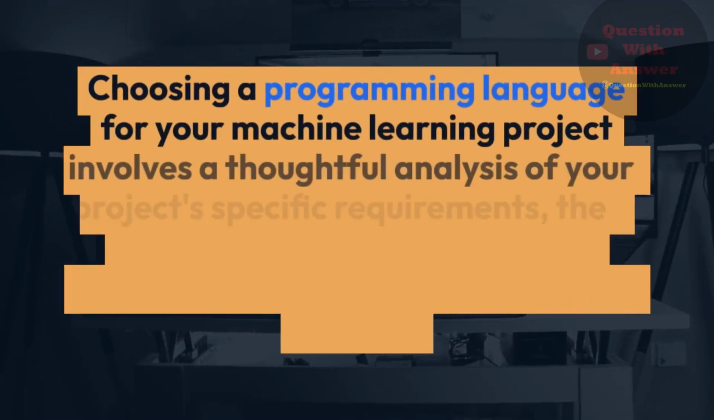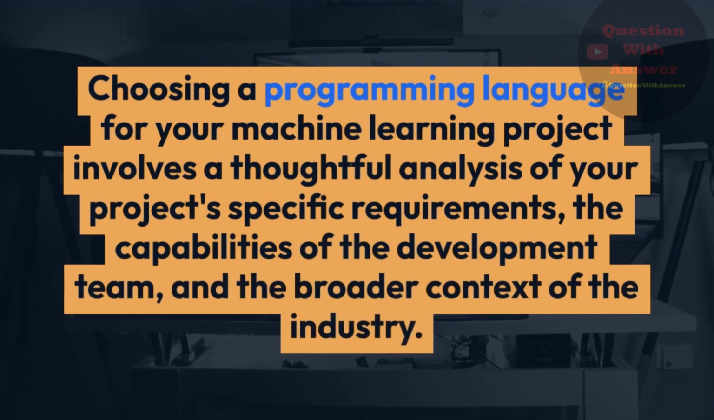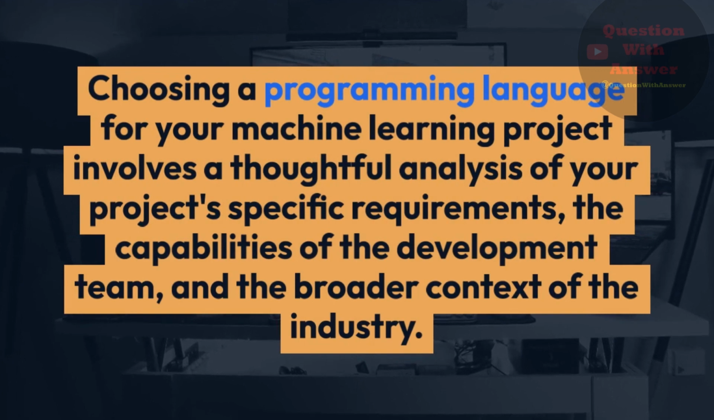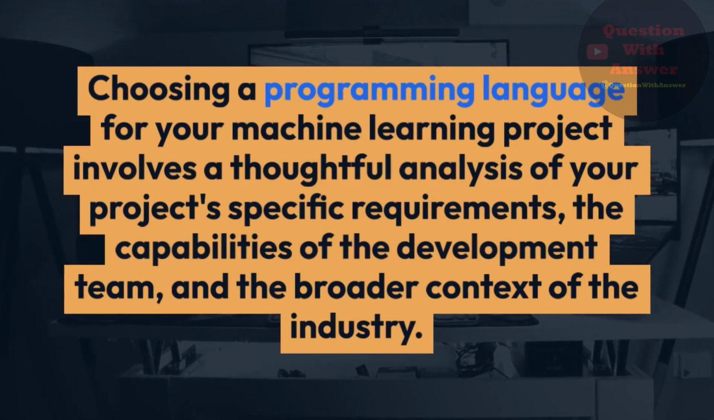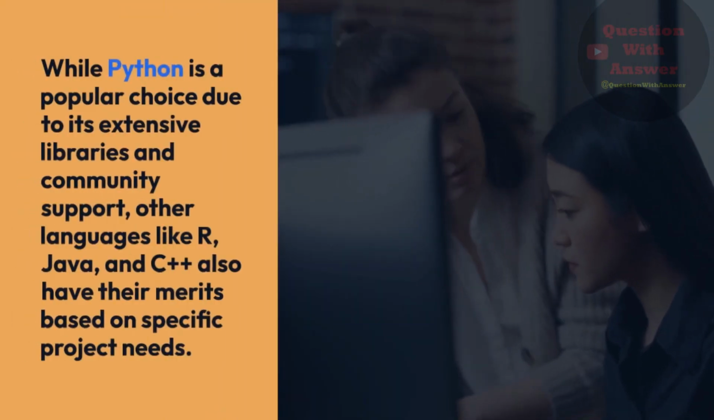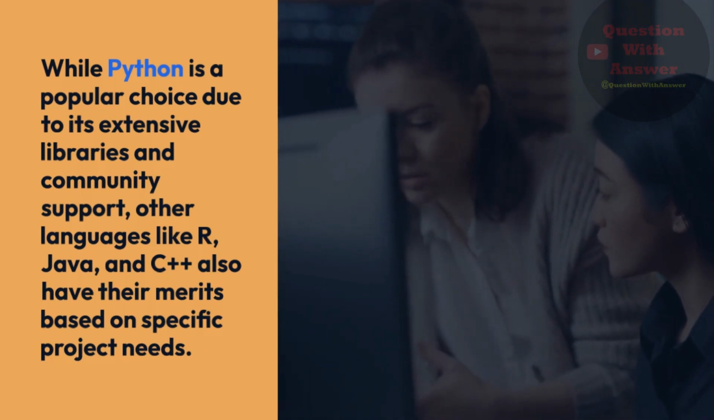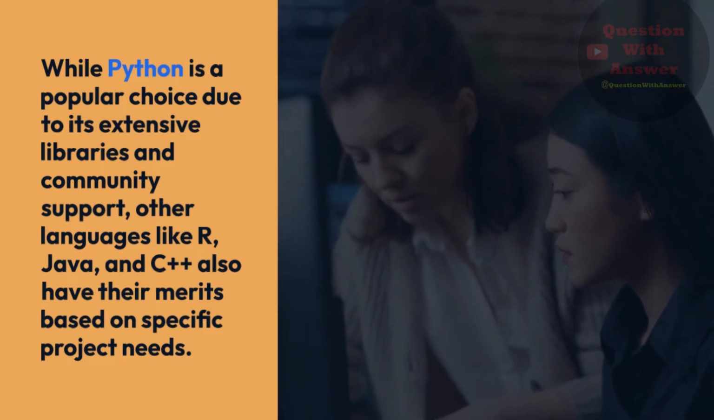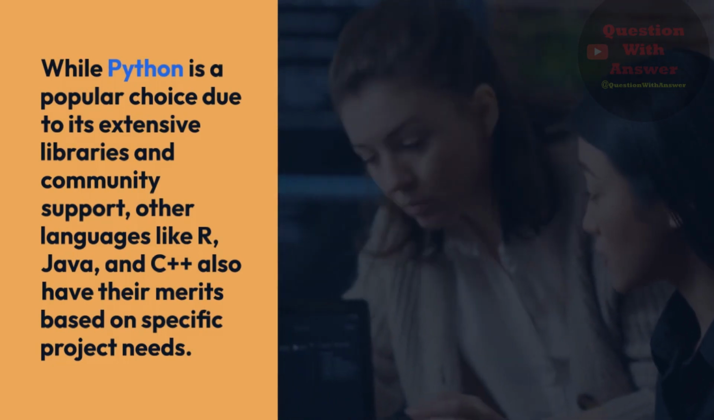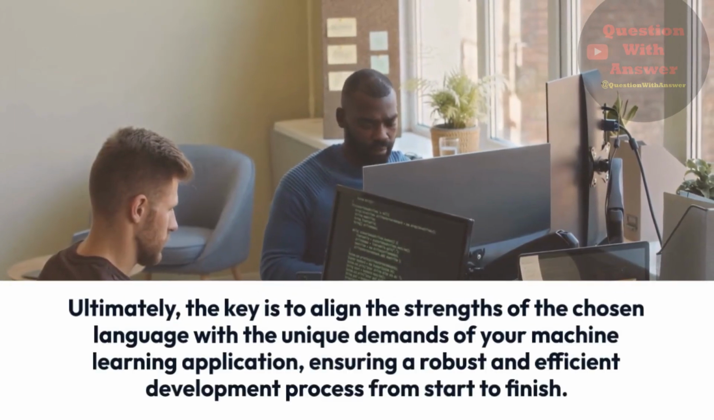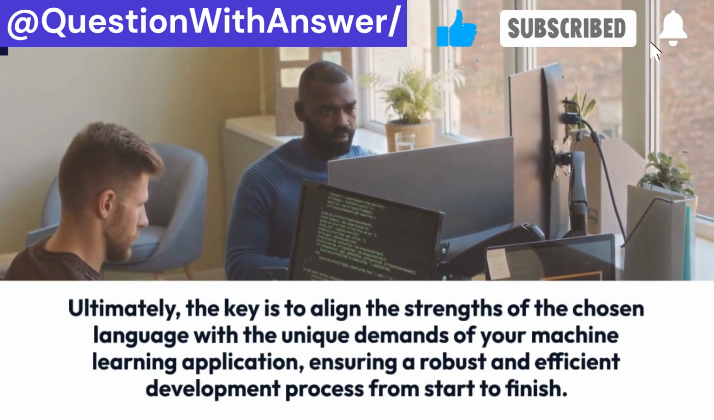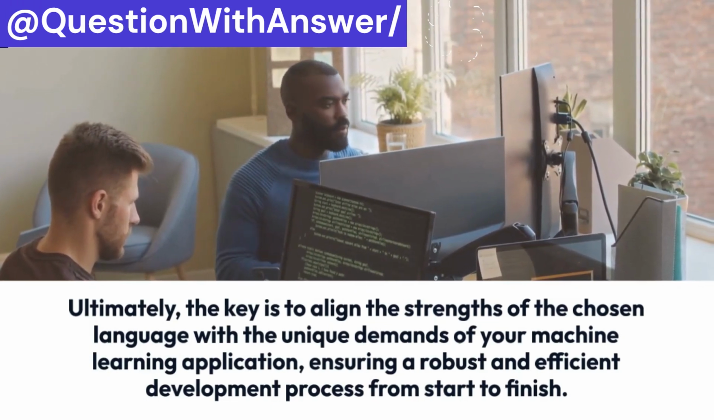Conclusion: choosing a programming language for your machine learning project involves a thoughtful analysis of your project's specific requirements, the capabilities of the development team, and the broader context of the industry. While Python is a popular choice due to its extensive libraries and community support, other languages like R, Java, and C++ also have their merits based on specific project needs. Ultimately, the key is to align the strengths of the chosen language with the unique demands of your machine learning application, ensuring a robust and efficient development process from start to finish.